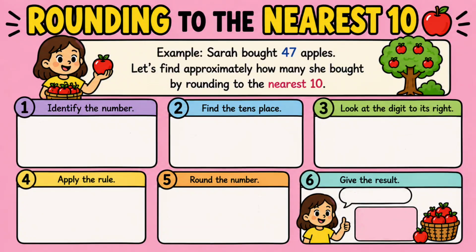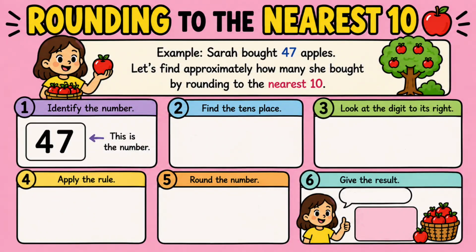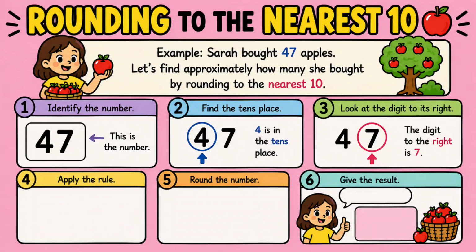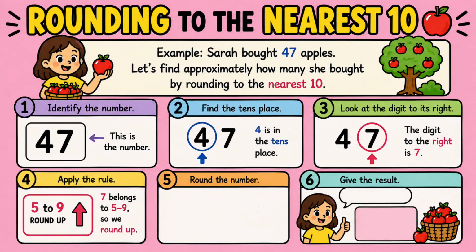Suppose Sarah bought 47 apples and we want to know approximately how many she bought by rounding to the nearest 10. The digit 4 is in the tens place, so we look at the digit to its right, which is 7. Since 7 belongs to 5 to 9, we round up.